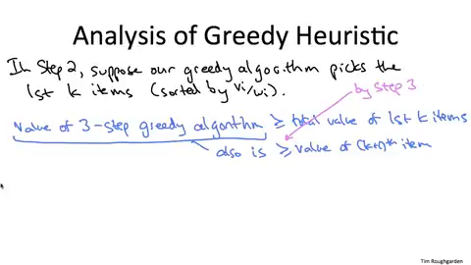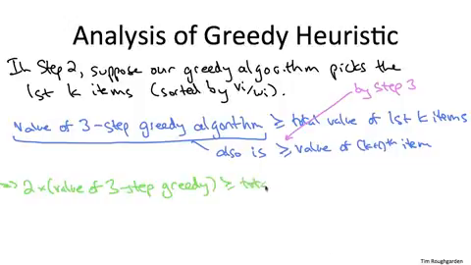So let's add these two inequalities together. On the left-hand side, what do we get? We get double the value of our 3-step greedy algorithm. On the right-hand side, we get the first k items and also the item k plus 1. That is, we get the total value of the first k plus 1 items.